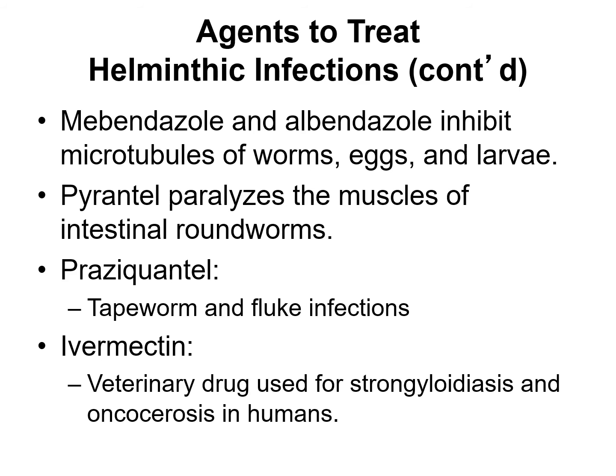So we have pyrantel, which paralyzes the muscles of intestinal roundworms. You have praziquantel and ivermectin. Out of these, the bendazoles, and actually that is how you would characterize it, it's not azoles, they're bendazoles. So anyway, those and ivermectin are most commonly used to treat helminthic infections.